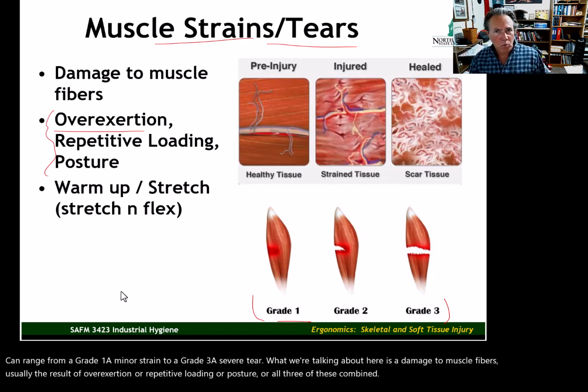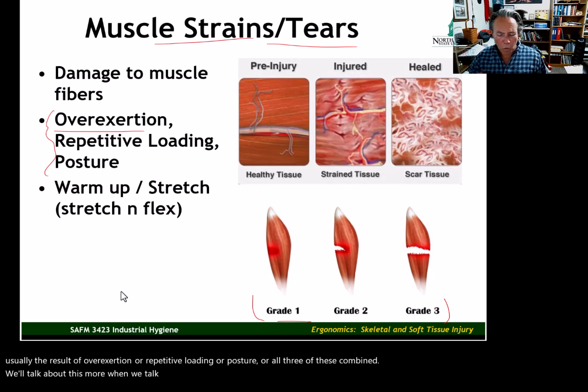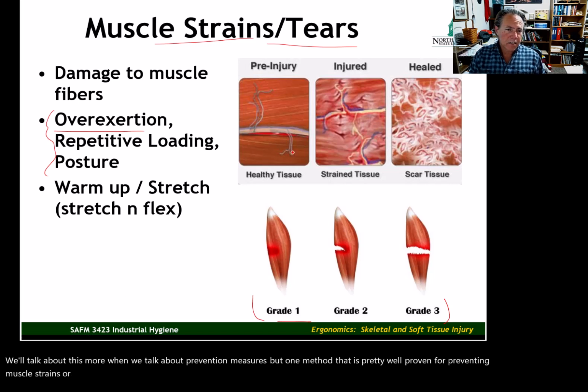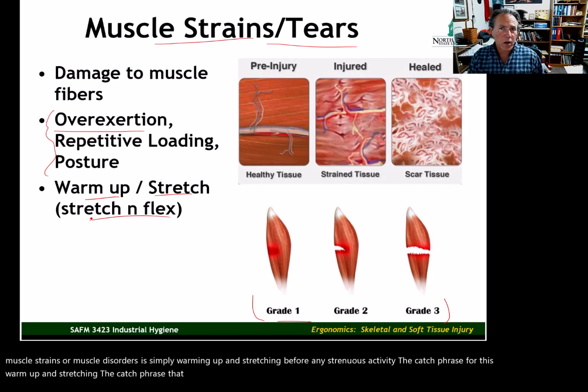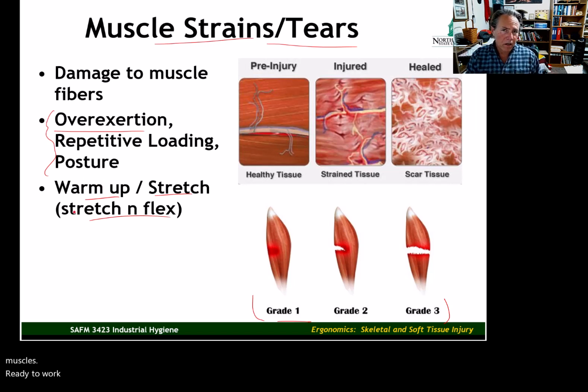We'll talk about this more when we talk about prevention measures, but one method that is pretty well proven for preventing muscle strains or muscle disorders is simply warming up and stretching before any strenuous activity. The catchphrase for this warm up and stretching, the catchphrase that you'll hear in industry, is stretch and flex. Warm up, stretch, get the muscles ready to work. And more on that in the prevention video.